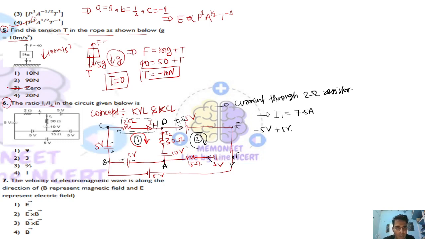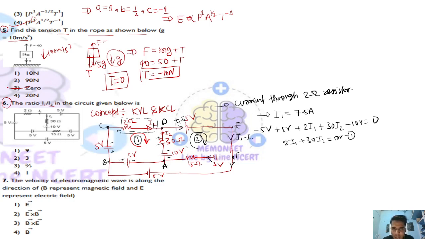minus 5 volt, plus 5 volt, plus 2 I1. Okay, here it is minus plus, here it is plus minus, plus 30 I2 minus 10 volt equals to 0. From here you can easily get that 2 I1 plus 30 I2 equals to 10 volt. One equation from here. Another equation you can get from here, as it is I1 minus I2.